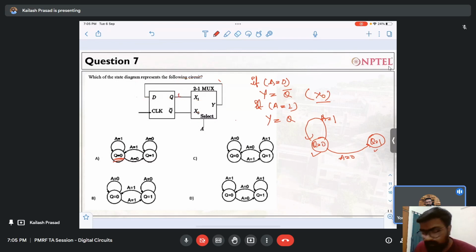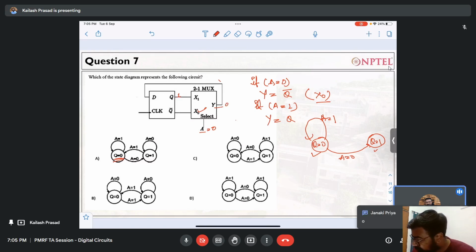If q is 1, okay, and my a is equal to 0, so what will happen in this case? Students, please answer. It's simple, right? If a is 0, this will be selected. The X naught will be selected, so 0 will be answered. Y is equal to 0, right? So it will go to q equal to 0 state.